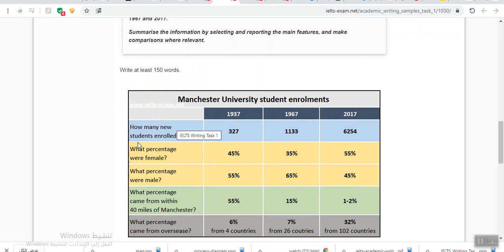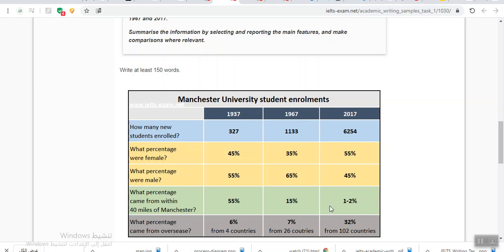How many new students enrolled in 1937? 327, 1,133, 6,254. What percentage were female? What percentage were male? What percentage came from within 40 miles of Manchester? And what percentage came from overseas? Overseas means people who come to the university from other countries. We call it overseas. Okay?